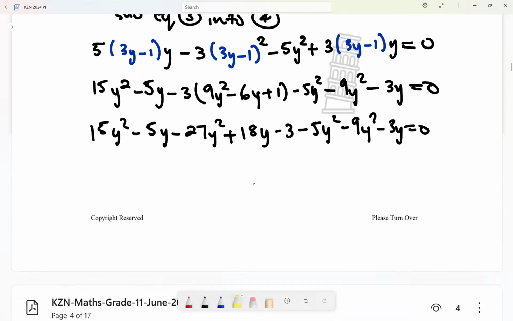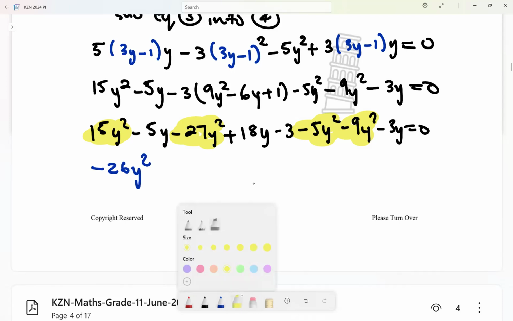Now we want all y squared. The y squared, I take with the negative. I take this with the negative. I add them together. I say 15y squared minus 27y squared, I get negative 12y squared, minus 5y squared is negative 17y squared, minus 9y squared becomes negative 26y squared. Let me confirm that with my calculator. 15 minus 27, minus 5, minus 9 is negative 26y squared.